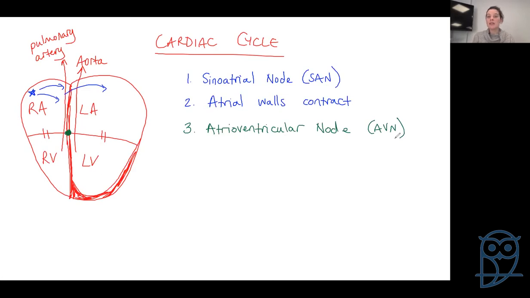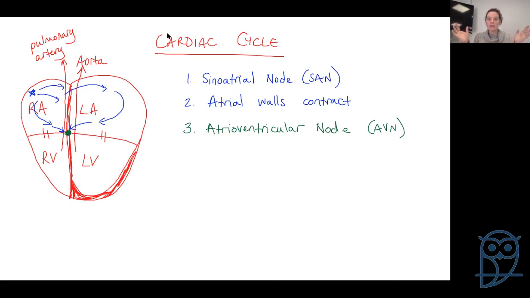It sits between the atria and the ventricles. As this impulse passes over the atria, it can't go straight down into the ventricles. The only way that it can get through is at the AVN. So we have control. Our atria contract, and then we get to the AVN. What the AVN does is it also pauses the impulse slightly, because we don't want the atria and the ventricles to contract at the same time.